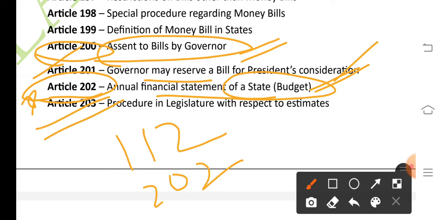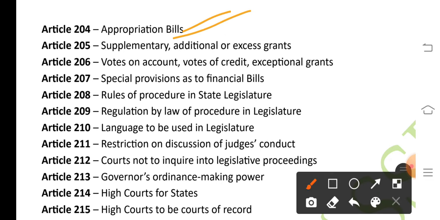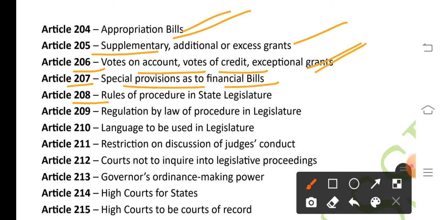Article 203 talks about procedure in legislature with respect to estimates. Article 204, appropriation bills. 205 about supplementary, additional or excess grants. 206 on votes on account, votes of credit, exceptional grants. 207 on special provisions as to financial bills. 208 rules of procedure in state legislature. 209 regulation by law of procedure in legislature.